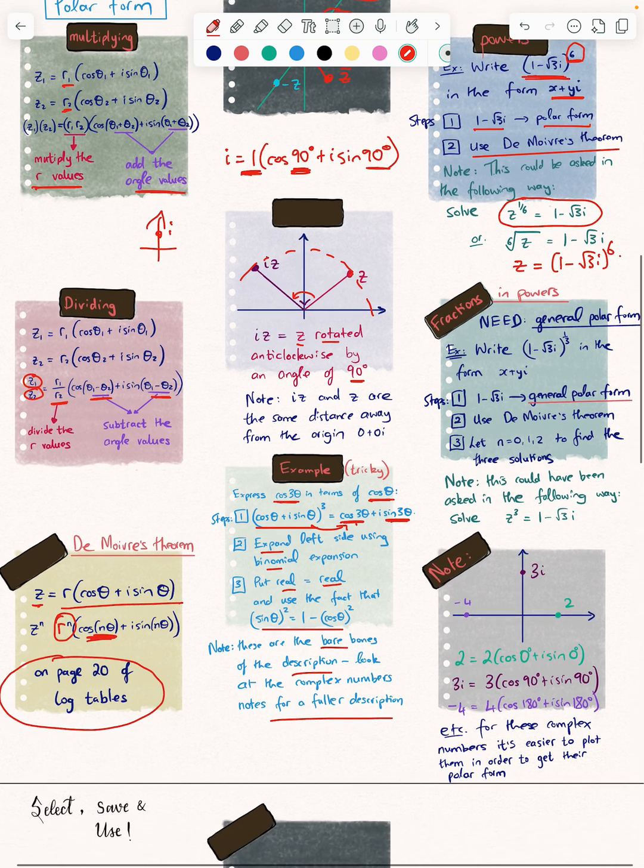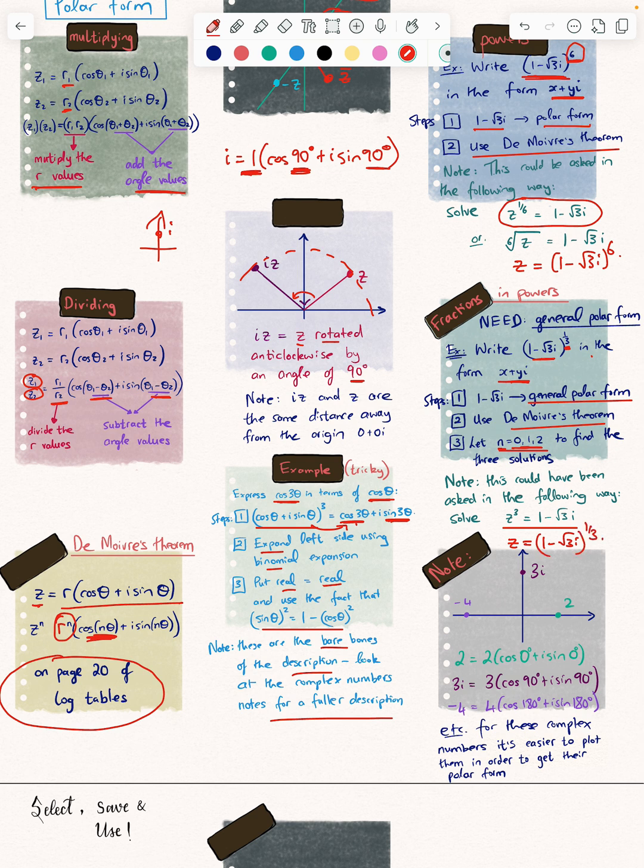And then if you have a fraction in the power, so if you would need to write 1 minus √3i to the power of a third in the form x plus yi, you need to get your complex number to general polar form. Use De Moivre's theorem as above, and then in general polar form, you'll have plus 360 degrees n or plus 2 pi n. You start letting n be 0, 1 and 2 until the solutions begin to repeat themselves. And similarly, this could have been asked in the following way. Solve z cubed. So to solve z cubed, you'd say z is 1 minus root 3i to the power of a third, and you go ahead as above.